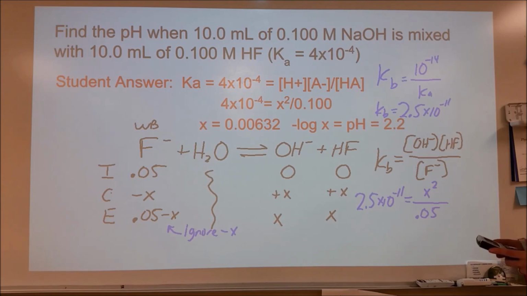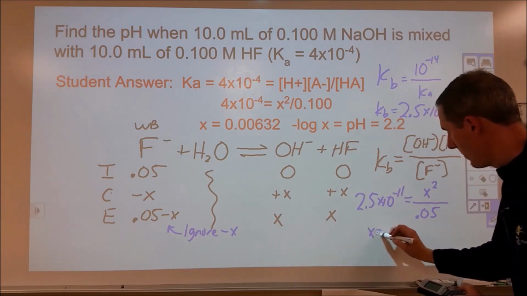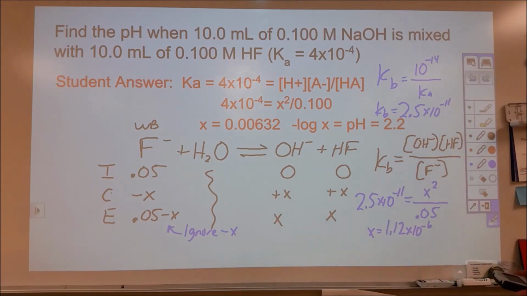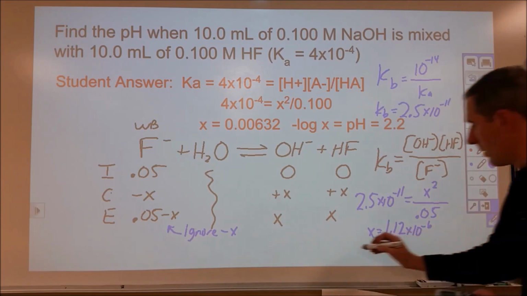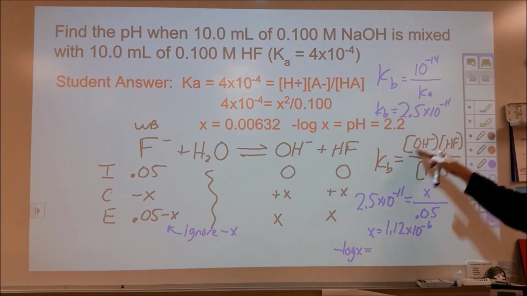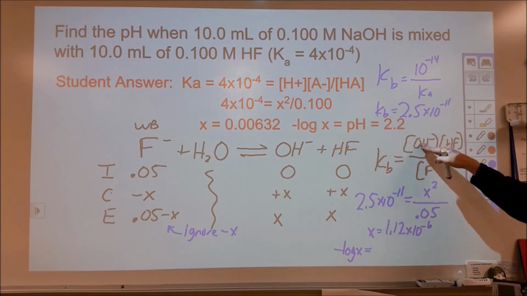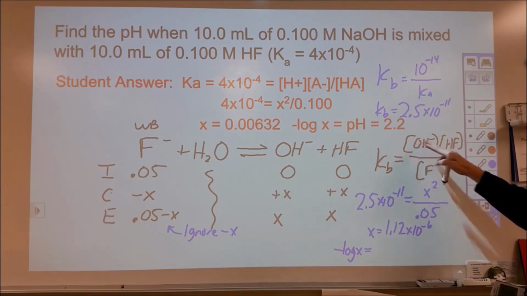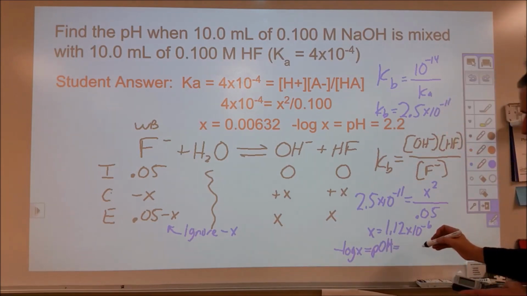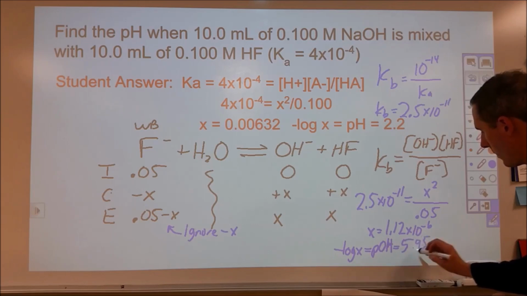Let's try that again. Calculator issues. So in this case, our x comes out to be 1.12 times 10 to the negative 6th. Okay? And if we take the negative logarithm of that, that's the negative log of x. Now x is our hydroxide concentration. Well, the hydroxide concentration, if we take the negative log of that, that's pOH. So now we have the negative log of that as our pOH, which is 5.95.